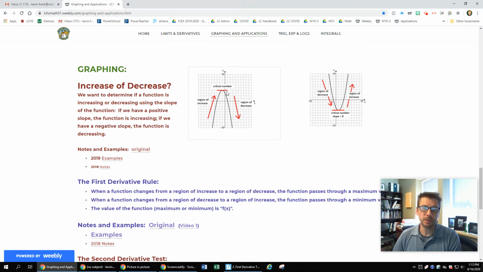Critical numbers are where your function has a slope of zero and where your function is undefined. Otherwise, your function should either be increasing with positive slopes or decreasing with negative slopes. So your function is either increasing, decreasing, has a zero slope, or the function doesn't exist at a point. So the zero slopes are critical numbers, and where the function doesn't exist, those are our critical numbers.